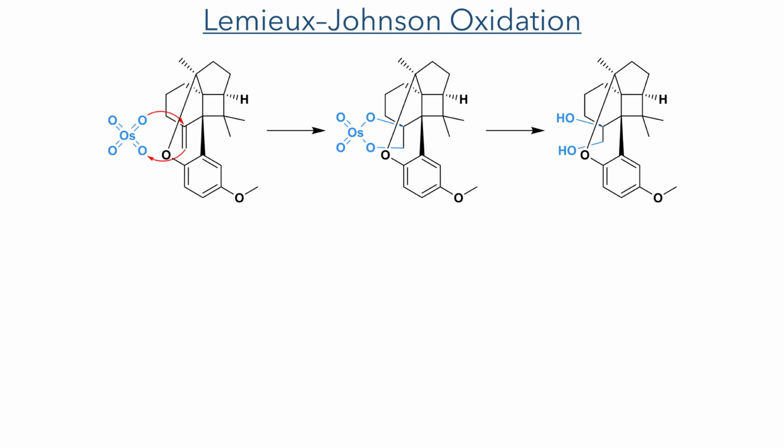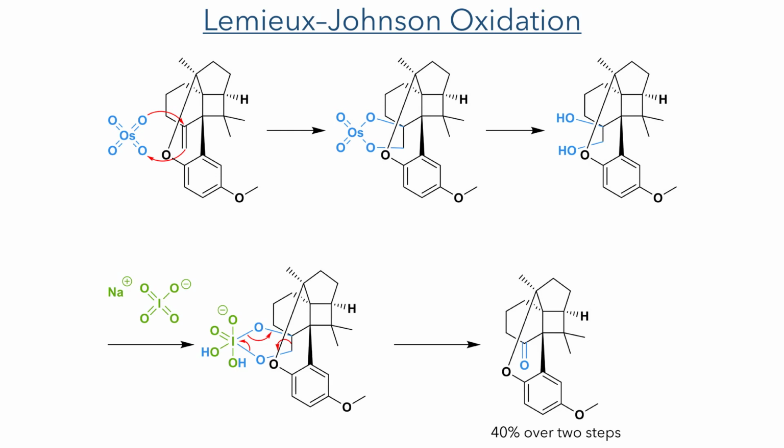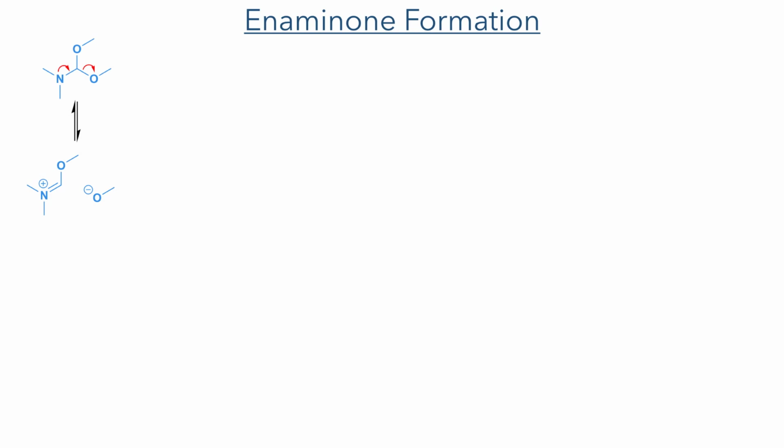The alkene was first cleaved using a Lemieux-Johnson oxidation. Osmium tetroxide first undergoes a cycloaddition with the alkene, which then forms a diol upon hydrolysis. Reaction with sodium periodate further oxidizes this diol, cleaving the carbon-carbon bond, producing the target carbonyl in a 40% yield over 2 steps. This carbonyl allows for the formation of an alpha-enaminone.